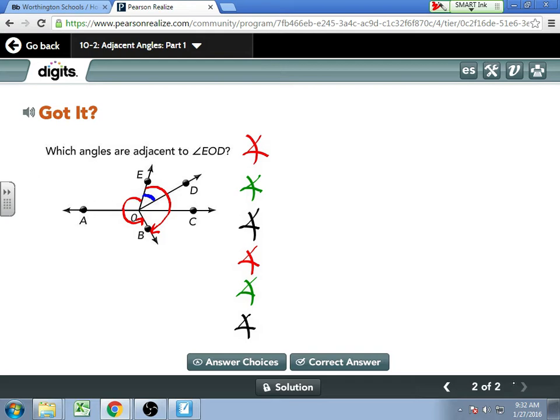Because when I look at an angle, there's always two ways to look at it. Are you looking at the inside of the angle, or are you looking at the outside of the angle? So here, if I look at the outside, they are adjacent. The inside, they're still adjacent according to Pearson, but I don't like it when it's inside, really. So we'll put down EOB. Oriana? DOC. Right here.